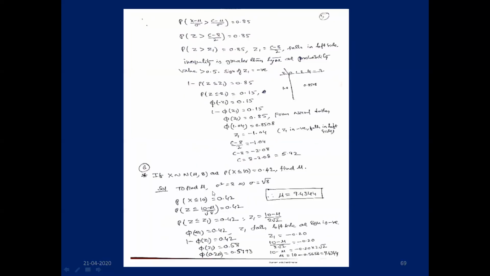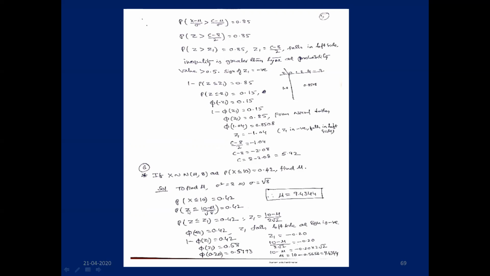Problem 6. Here X follows N of mu comma 8. Probability of X less than or equal to 10 is equal to 0.42, to find the mu value. Mu is also a constant value, as is sigma square. In this case also we have to find the mu value. Sigma square is 8, so sigma is equal to root 8.